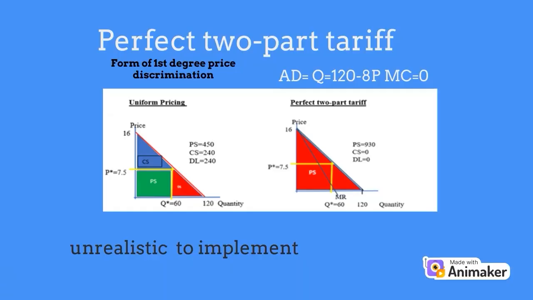When implementing a perfect two-part tariff, suppose the aggregate demand, Q, is equal to 120 minus 8P, and assume marginal cost is equal to 0. Using uniform pricing, P star is set to 7.5 and Q star at 60, we achieve a producer surplus of 450, consumer surplus and deadweight loss both of 240.